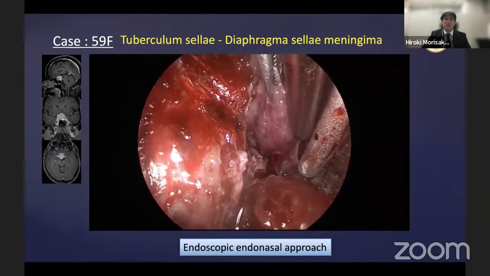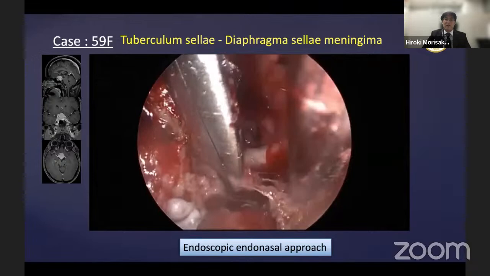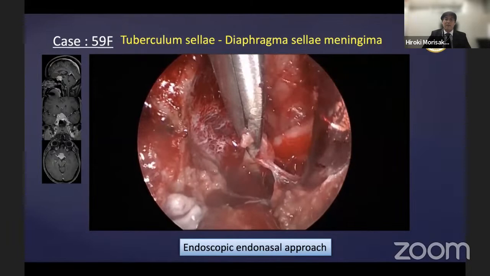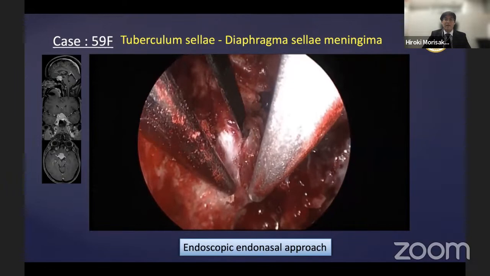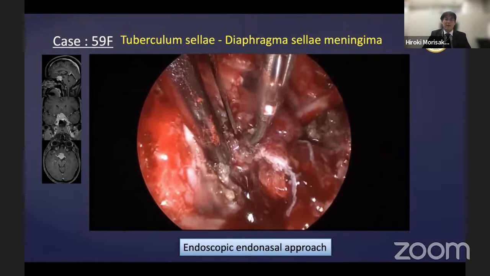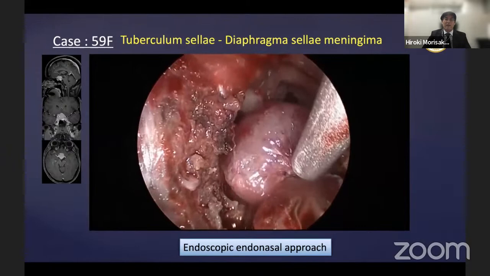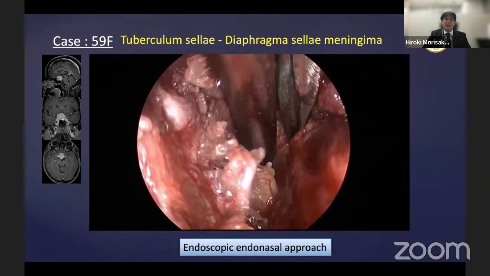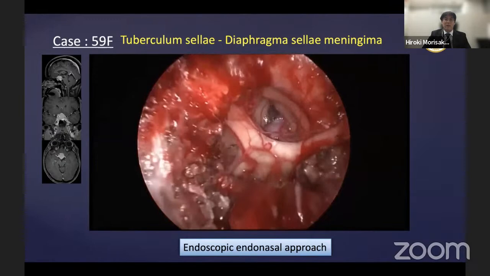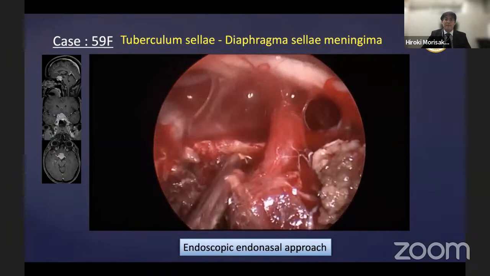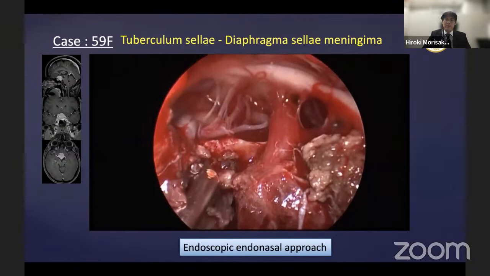After that, we dissect the tumor from the left optic nerve, and after that, cut the cavernous sinus side of the dura mater and remove the tumor carefully. And finally, we reach the lateral end of the right side of the tumor and remove that part of the tumor. So we remove the tumor, including the superior component of the cavernous sinus, and remove the tumor radically while preserving the stalk and the pituitary gland.